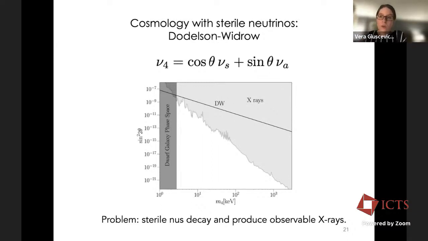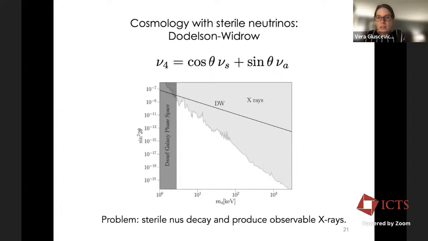But then also you may want to invoke additional neutrino species if you want to invoke various mechanisms to explain the smallness of the neutrino mass. So there are theoretical reasons why sterile neutrino is perhaps an interesting candidate.